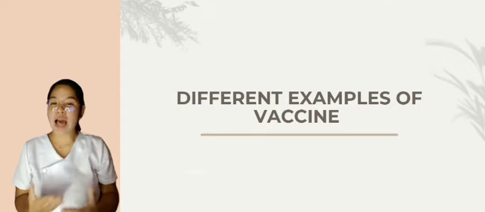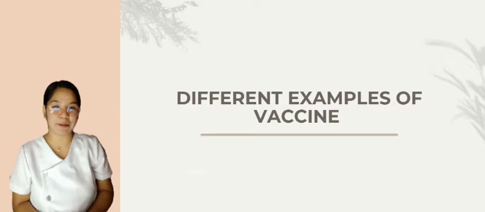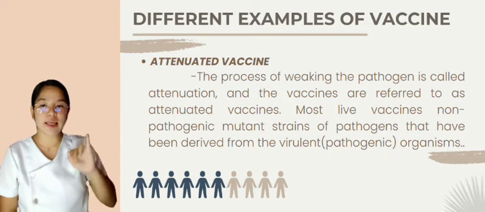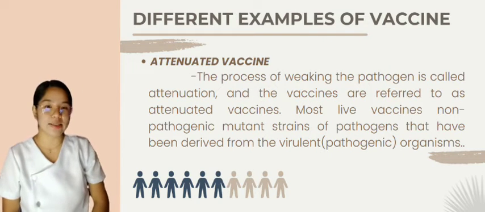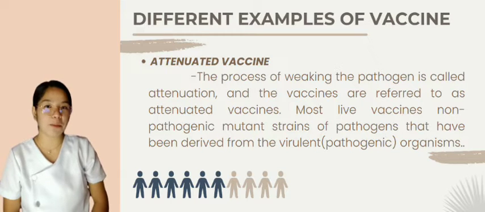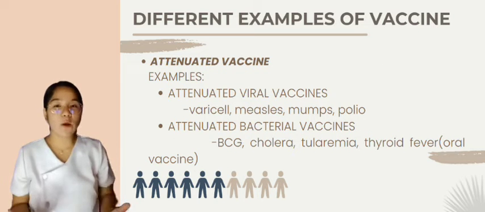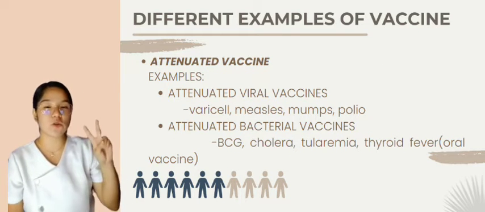At this point, I am also going to differentiate the different types of vaccines and give examples of each type. First in the list, we have the attenuated vaccine. It is a vaccine developed by reducing the virulence of the pathogen. It remains replication competent after administration. The attenuated vaccine is categorized into two types.